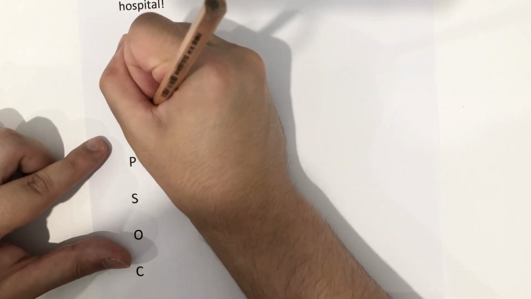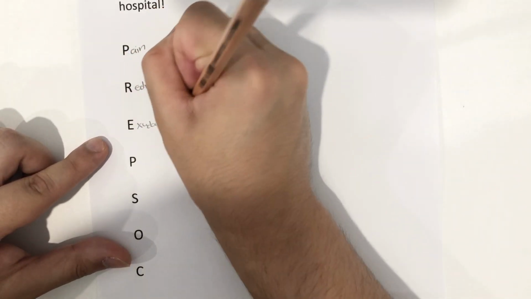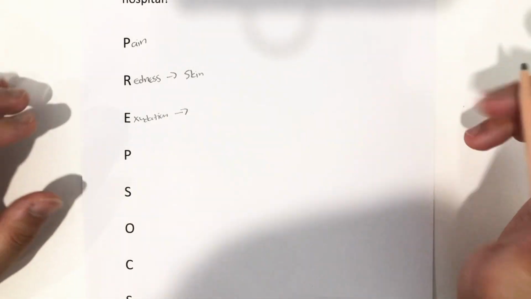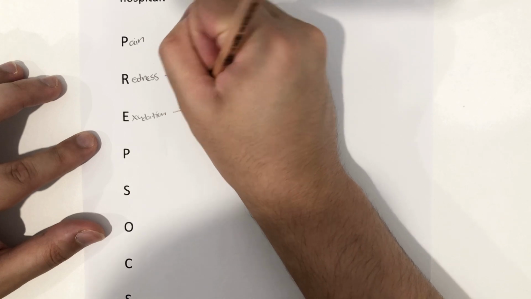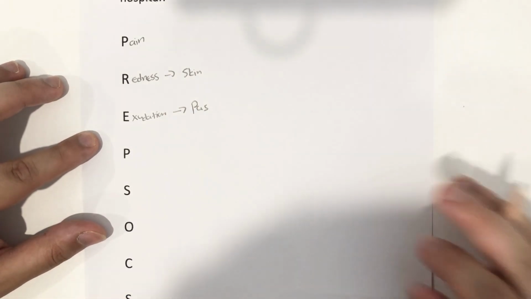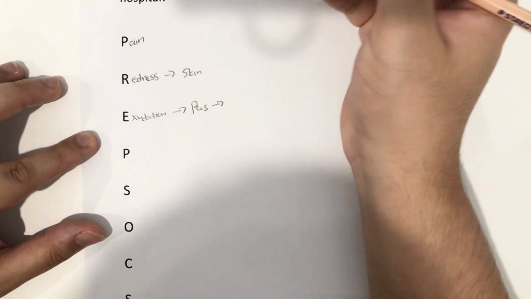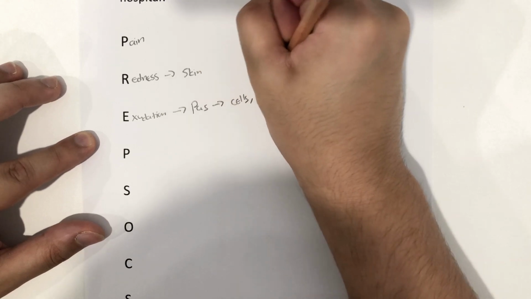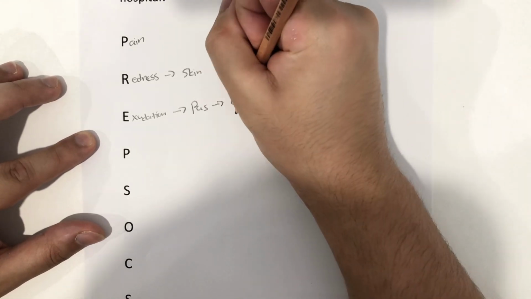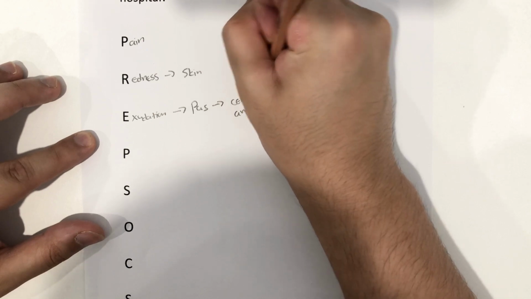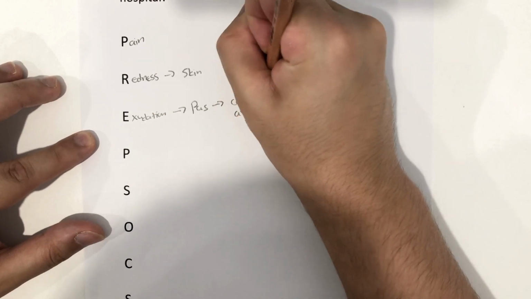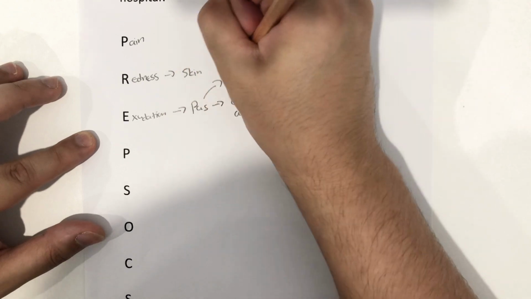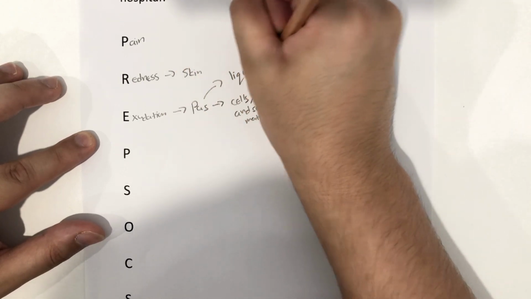E is exudation, which is just a fancy word for the process of exuding, coming out. And exuding of pus, all right? Which contains cells, proteins, and solid material. Okay, so pus is a liquid that contains all of this.